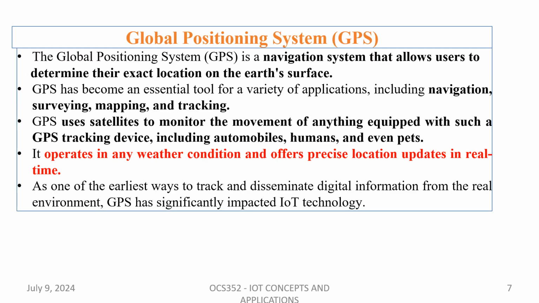Global Positioning System. The Global Positioning System is a navigation system that allows users to determine their exact locations on the Earth's surface. GPS has become an essential tool for a variety of applications, including aviation, surveying, mapping, and tracking. GPS uses satellites to monitor the movement of anything equipped with GPS tracking devices, including automobiles, humans, and even pets. It operates in any weather conditions and offers precise locations updated in real time.